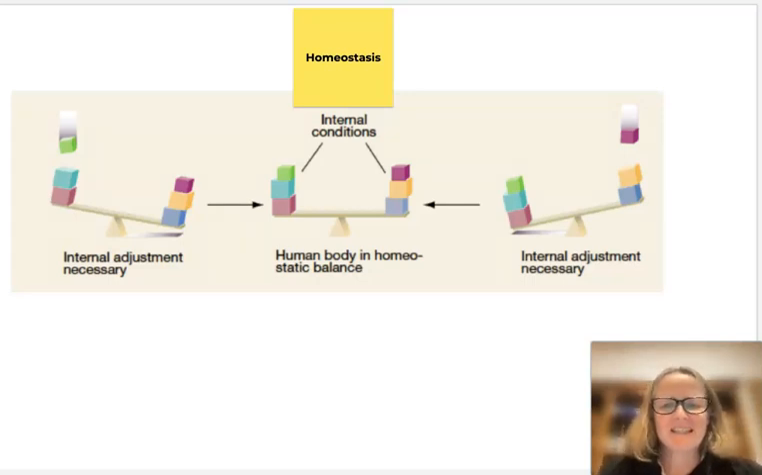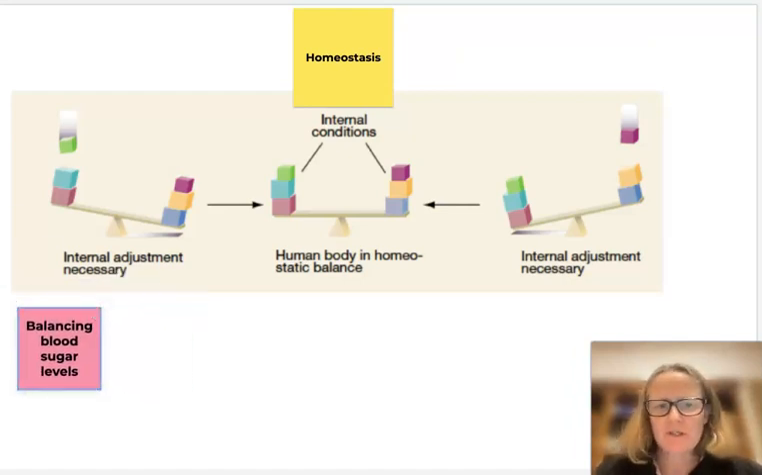In this video, we're going to consider homeostasis again, and we're going to look at how we can balance blood sugar levels. You can see in this image of a seesaw that if our body is in homeostatic balance, then the seesaw is level and the internal conditions are balanced. But there may be times when the seesaw tips in one direction or the other, and you can see here that internal adjustment is necessary to get back to the balance.